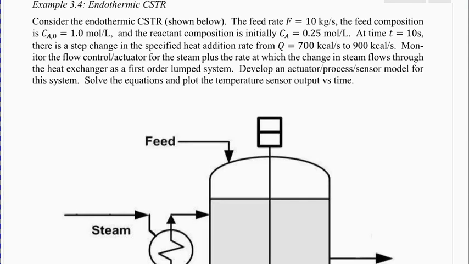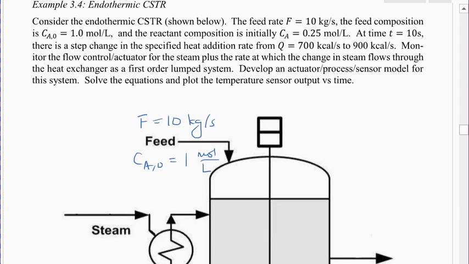In this screencast, we are going to look at how to solve this endothermic CSTR example using Matlab. In this endothermic CSTR, our feed rate is F equals 10 kilograms per second. We have our inlet concentration Ca0 being equal to 1 mole per liter.